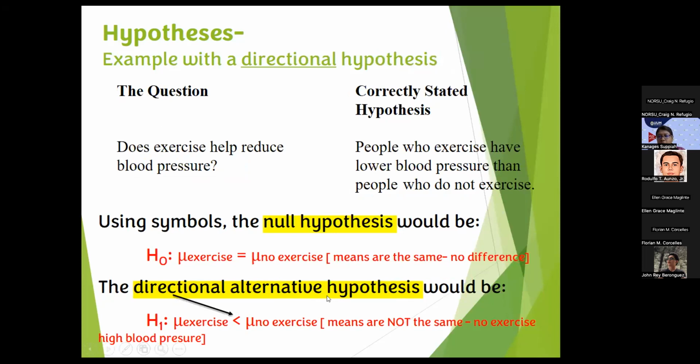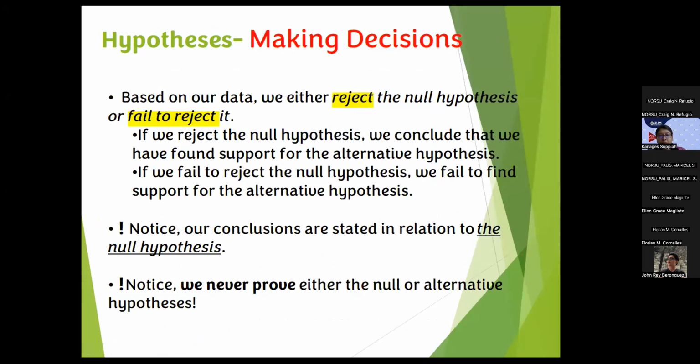Directional is whereby here we might just say higher or lower. That means people who exercise have lower blood pressure than people who do not exercise. That is directional. So you get me? Are you okay so far? Yes, Doc. Okay, all right. Sorry if I sound a bit boring.